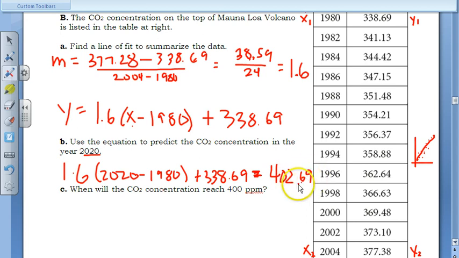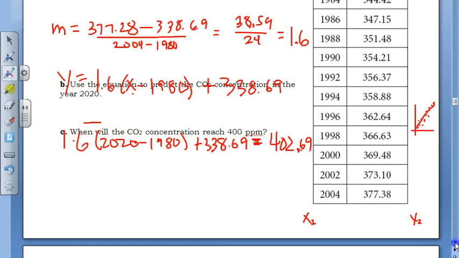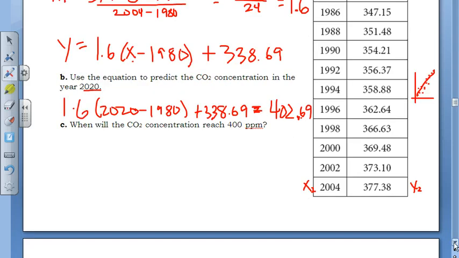So, real world situation. In the year 2020, we predict CO2 concentrations at the top of Mauna Loa volcano to be 402.69 parts per million. I'm going to scroll down to get a little more space for the last one. The question says, when will the CO2 concentration reach 400 parts per million? So I have the same equation here. CO2 concentrations represent the y, so I'm going to put 400 for the y and then solve it.